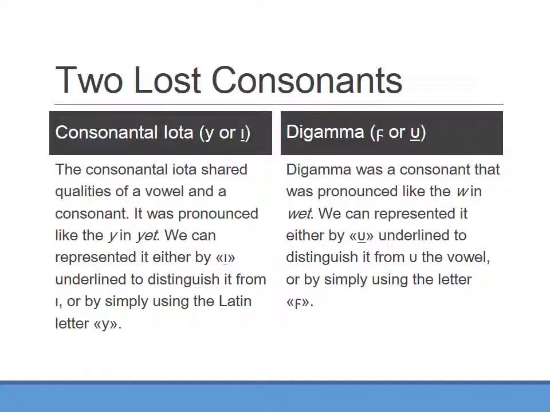Digamma was a consonant that was pronounced like the W in wet. We can represent it either by the consonant upsilon, which we'll underline to indicate that it's digamma, or by using the actual letter digamma, which looks a little bit like an English F. It's not, but it looks similar. So consonantal iota pronounced like Y in yet, or digamma pronounced like W in wet, both having fallen out but influencing some words that have remained.